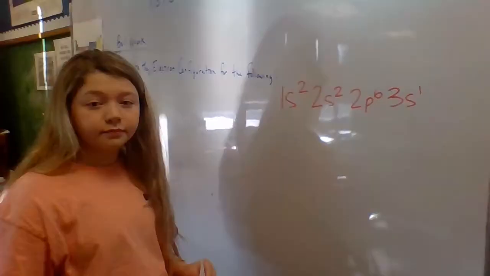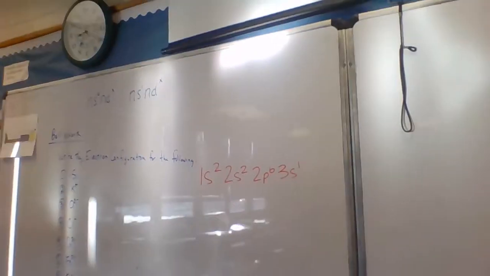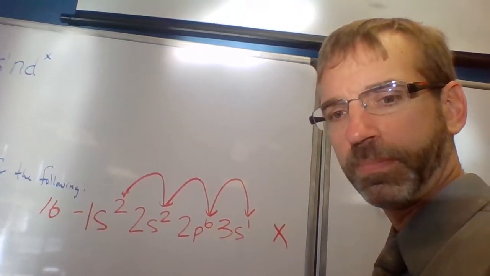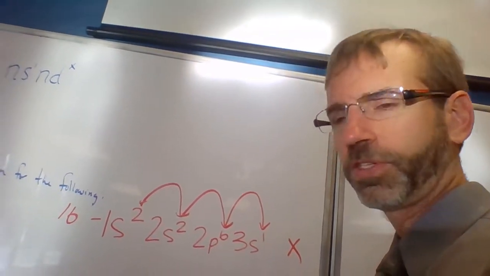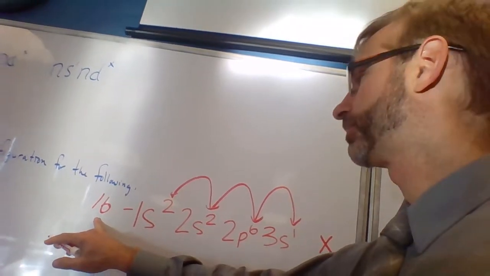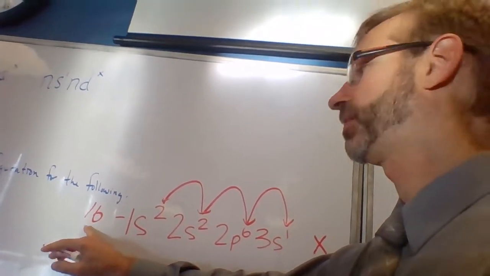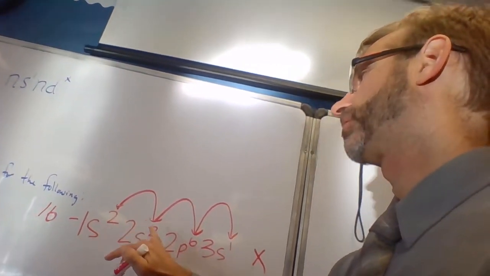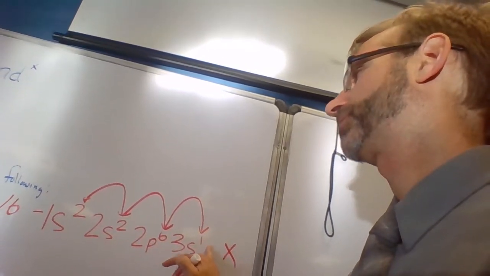That is very good. Nice job. Okay, so to check yourself with this, you go to the periodic table, determine the atomic number, 16, and you add the electrons. This doesn't equal 16, so it's wrong.